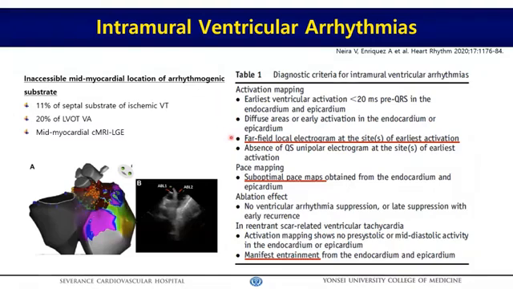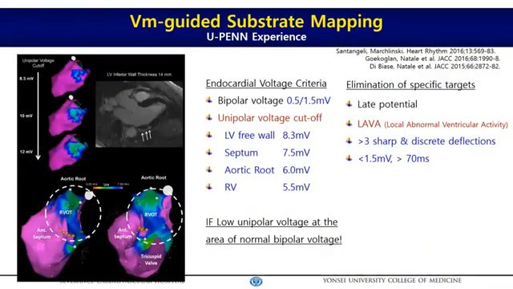First, far-field electrogram is earlier than near-field EGM at the earliest activation site. Pace map is suboptimal. Overdrive pacing shows manifested entrainment. We know the optimal bipolar voltage cutoff determining myocardial scar is 0.5 millivolt and the healthy myocardium is 1.5 millivolt.